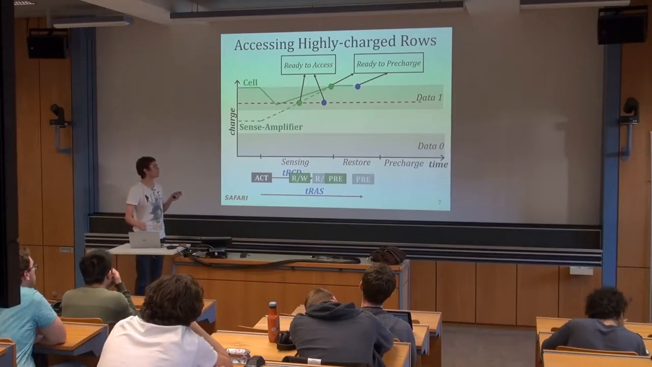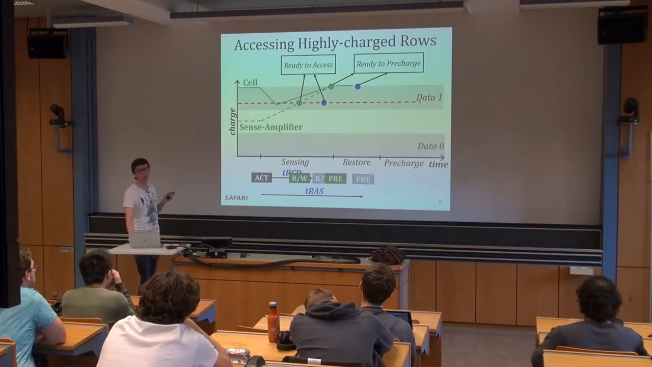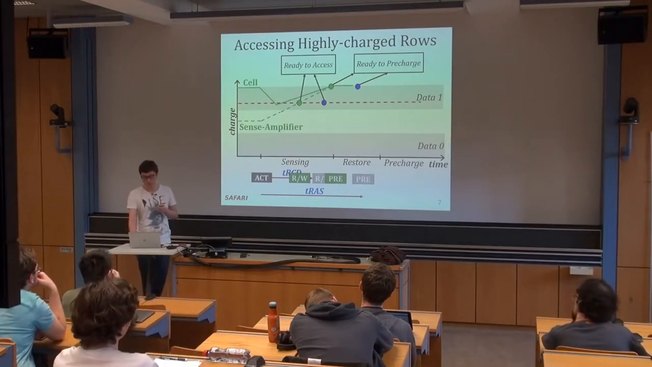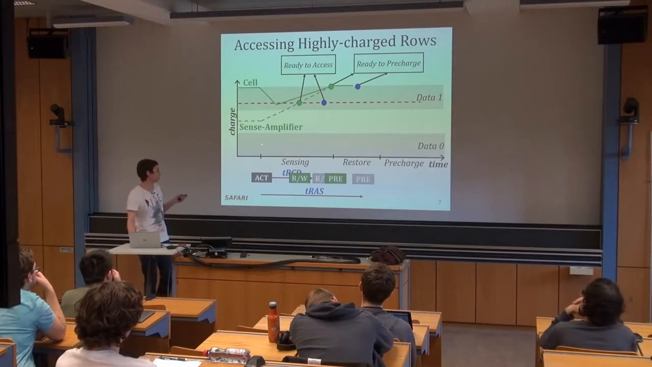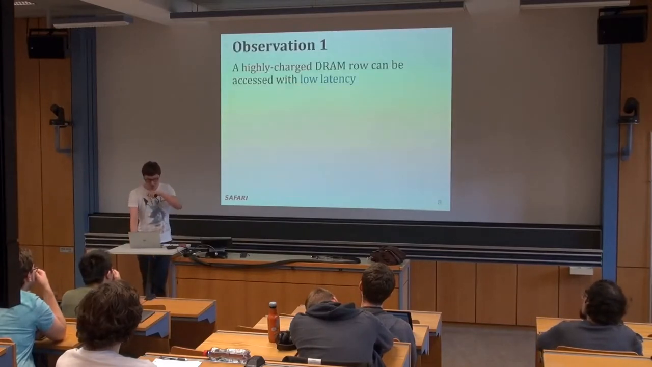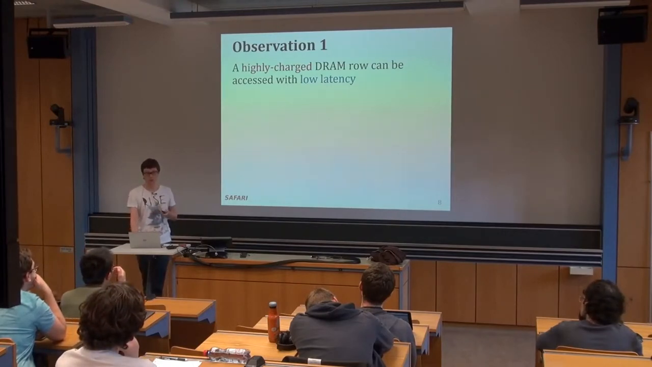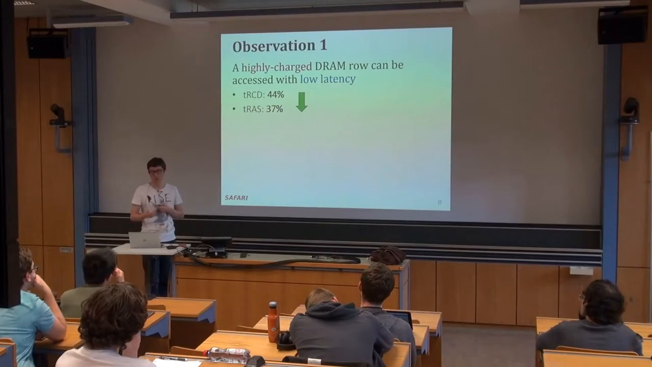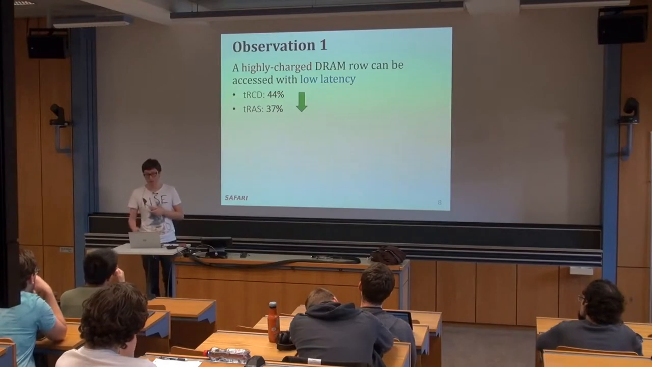But the restriction is that you have to know that the cell is at a very highly charged point, and not somewhere close to this region over here. So this is the difference between accessing a highly charged row and others. The same thing happens also in the data zero region. This was the first observation: highly charged DRAM rows can be accessed with lower latency. The memory controller can tune those TRCD and TRAS timing parameters. We performed some simulations and found that we can reduce TRCD by 44% and TRAS by 37%.